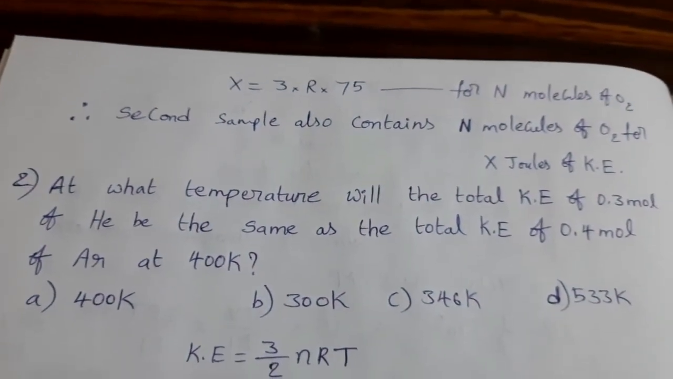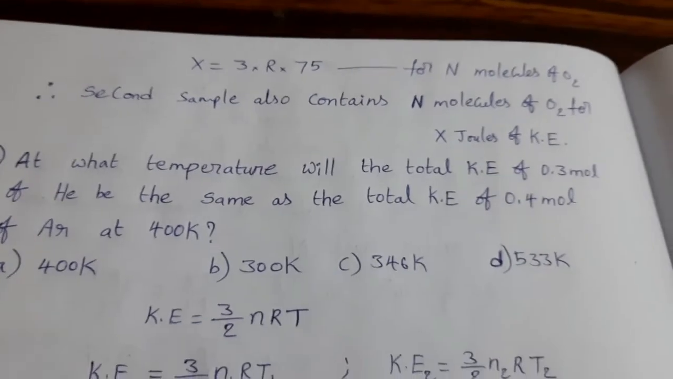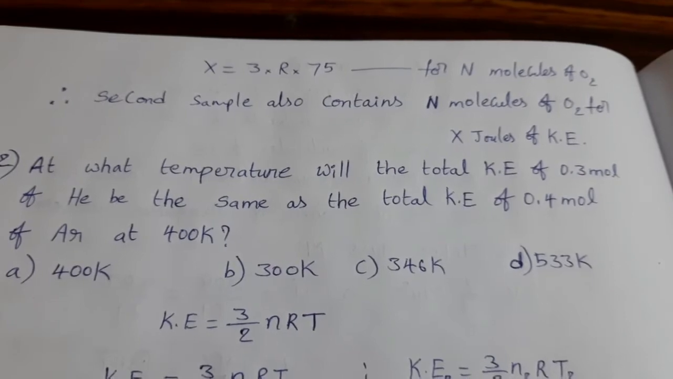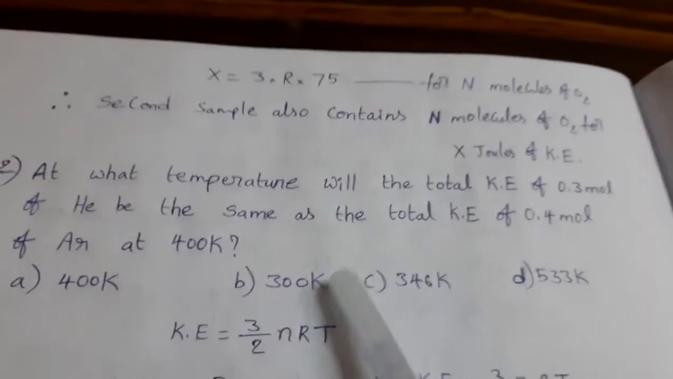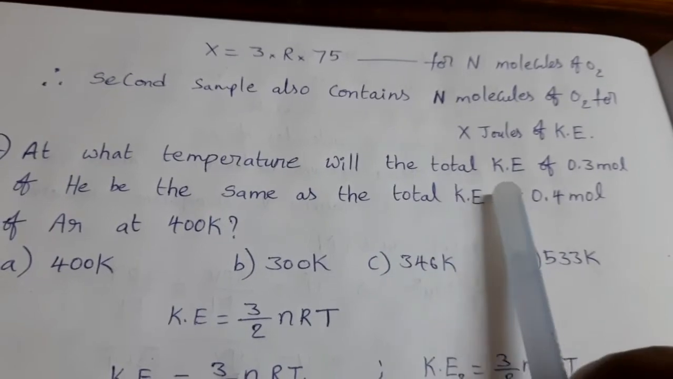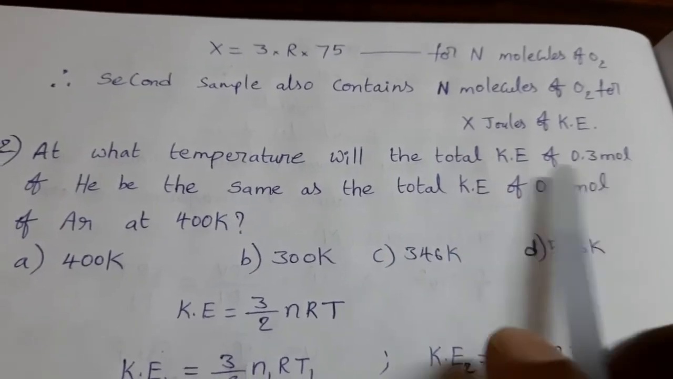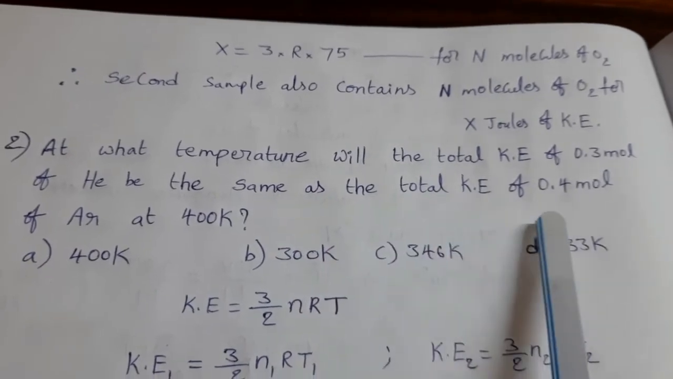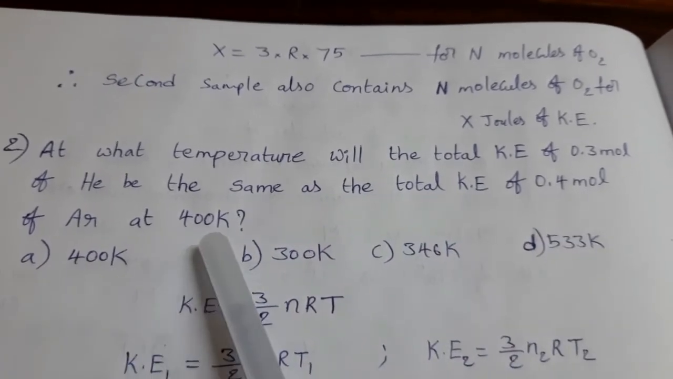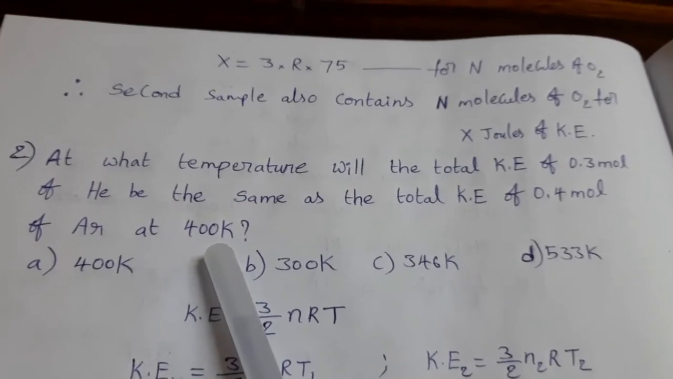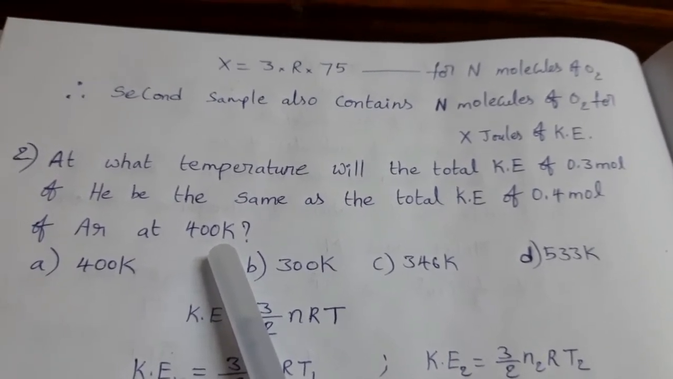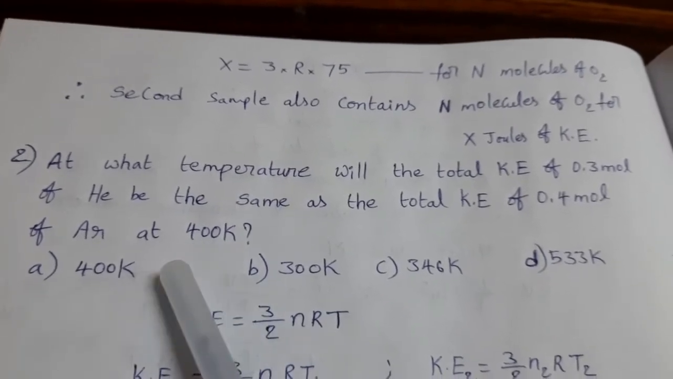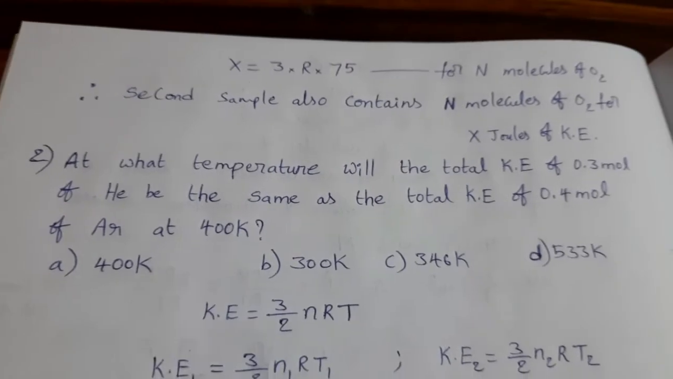At what temperature will the total kinetic energy of 0.3 mole of helium be the same as the total kinetic energy of 0.4 mole of argon at 400 Kelvin? Here substances are different, helium and argon, two different noble gases. Number of moles are different, but temperature is same.